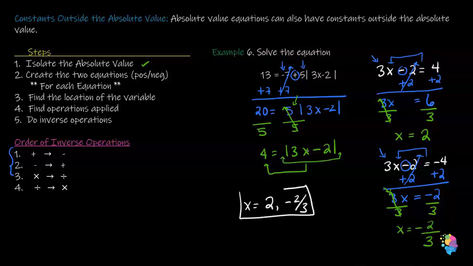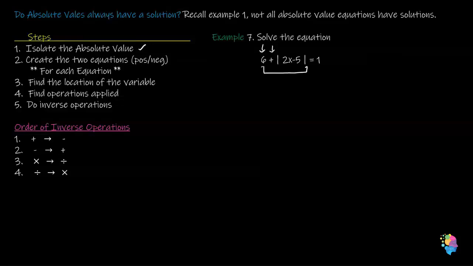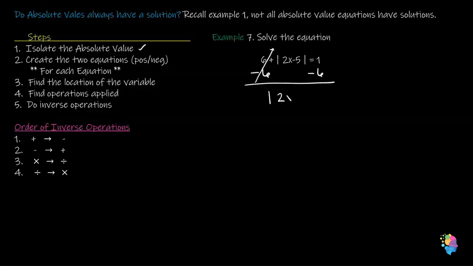Let's try one last example. All right, let's try our last example, number 7. We're going to isolate the absolute value. If you notice this time, the absolute value has this addition of 6 that we need to remove to isolate the absolute value. So since 6 is being added, we're going to subtract 6 from both sides. 6 minus 6 goes to 0. Bring down the absolute value of 2x minus 5 is equal to negative 5.